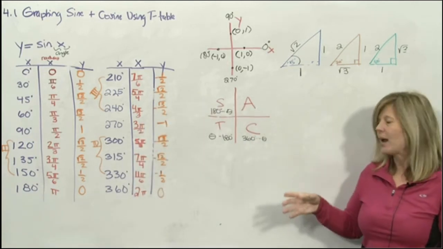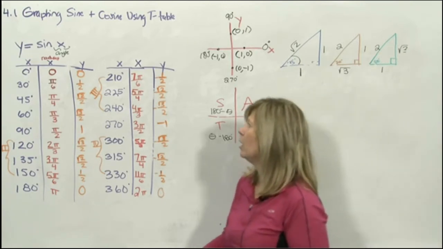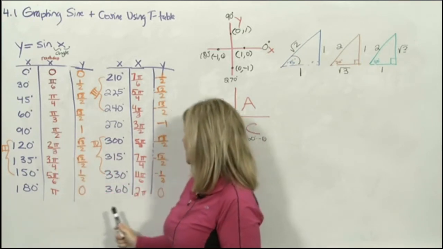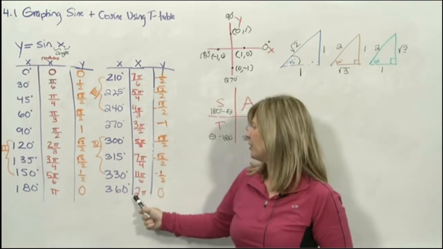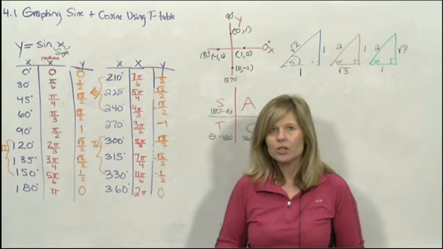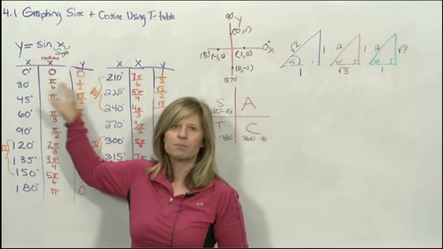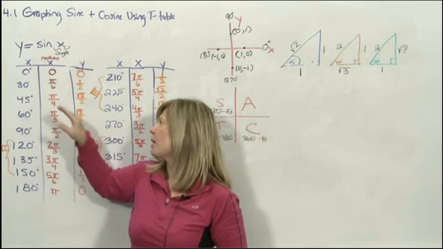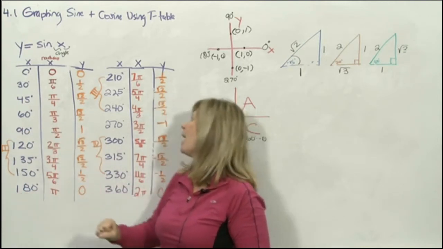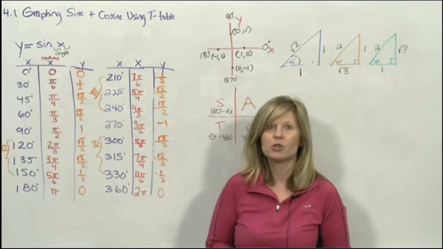On that list of radian measures, the ones you're going to see the most in this whole unit are 30, 45, 60, 90, 180, 270, and 360. So those are the ones you should memorize. You should know 30 degrees is pi over 6, 45 degrees is pi over 4, 60 degrees is pi over 3, 90 degrees is pi over 2, 180 is pi, 270 is 3 pi over 2, 360 is 2 pi.